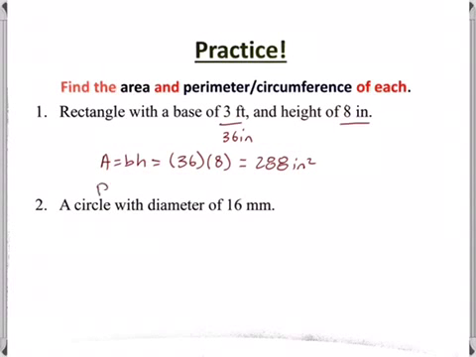Then the perimeter, well, perimeter is 2 times base plus 2 times height. Well, that's 2 times 36 plus 2 times 8. So when added together, we get a perimeter of 88 inches.